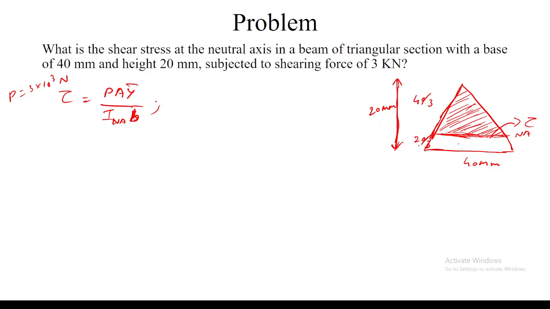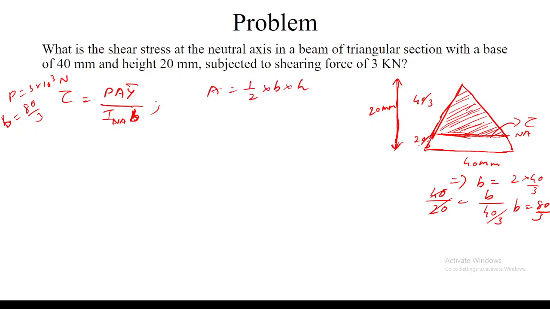So how are we calculating it? From similar triangles we can use. So 40 divided by 20 equals B divided by this total length, which is 40 by 3. From this you will get the B value as 2 into 40 divided by 3. So B is 80 by 3. Is it correct? Okay. So B we found is 80 by 3, and area is half into base into height. Here the base is 80 by 3 into height. What is the height here? 40 by 3.